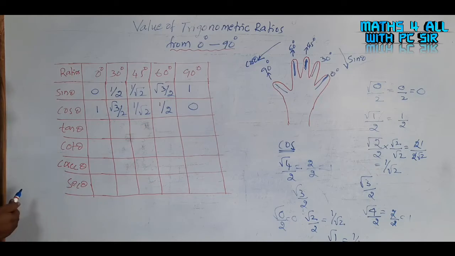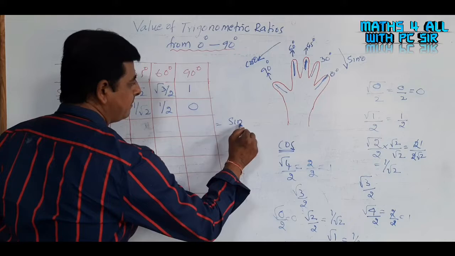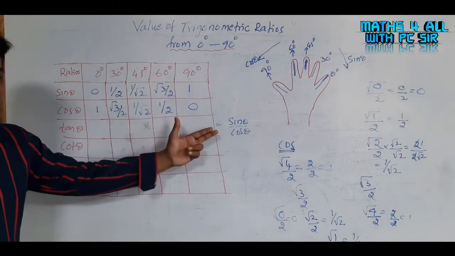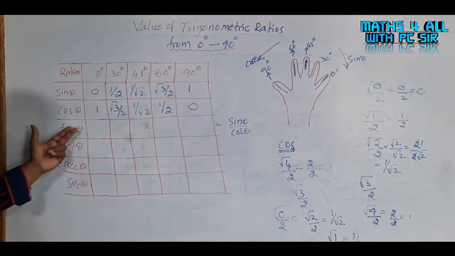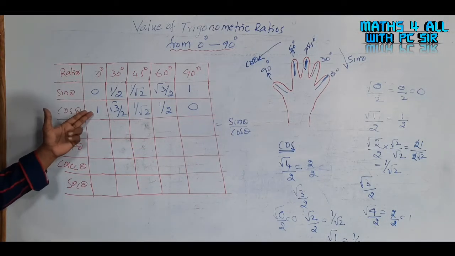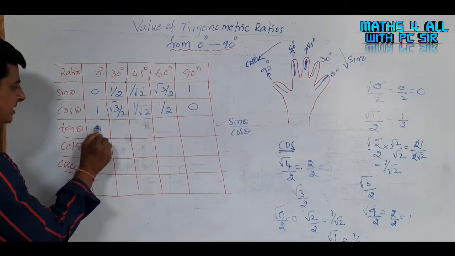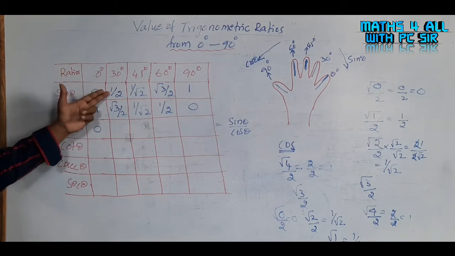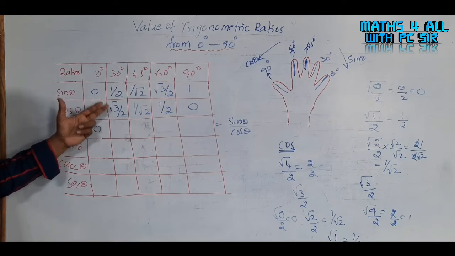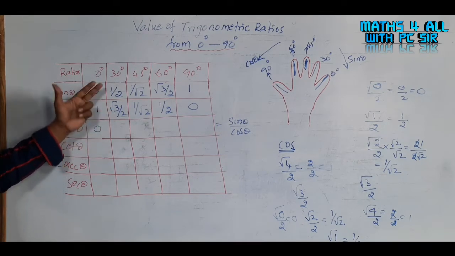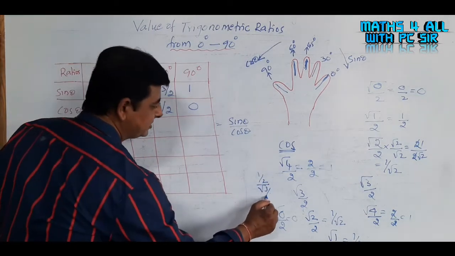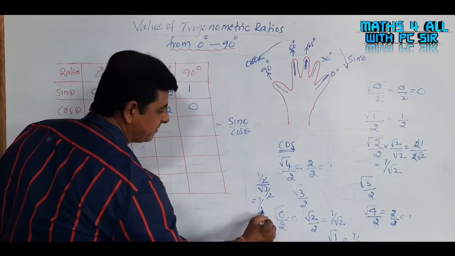What is tan? Tan theta is equal to sine theta by cos theta. Here tan 0 is equal to sine 0 by cos 0. Sine 0 divided by cos 0. 0 by 1. 0 by 1 is what? 0. Understood? Then next, tan 30 is equal to sine 30 divided by cos 30. 1 by 2 divided by root 3 by 2. Simply you see 2 cancel. What is remaining? 1 by root 3.